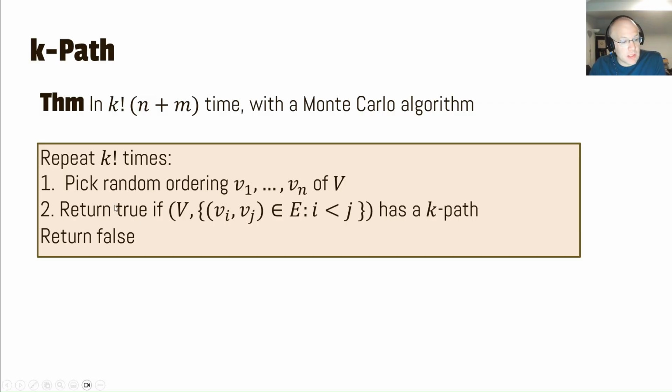By the observation from the previous slide, line 2 actually runs in polynomial time. So this algorithm indeed runs in time roughly k factorial. If you haven't seen this algorithm, maybe it's a nice exercise to convince yourself that this is a Monte Carlo algorithm. That is, if it outputs true, it's always correct. And if there is a k-path, then it detects such a k-path, it outputs true with probability at least some constant.